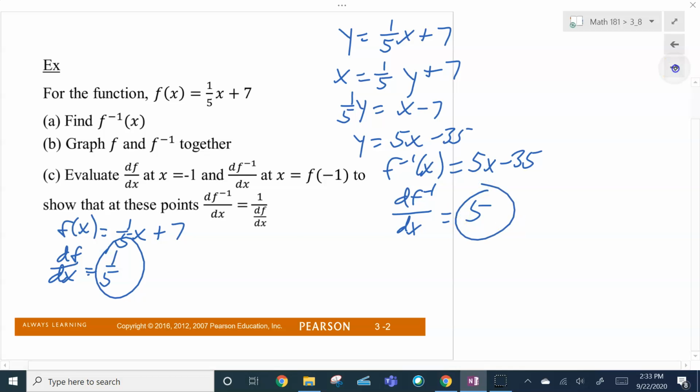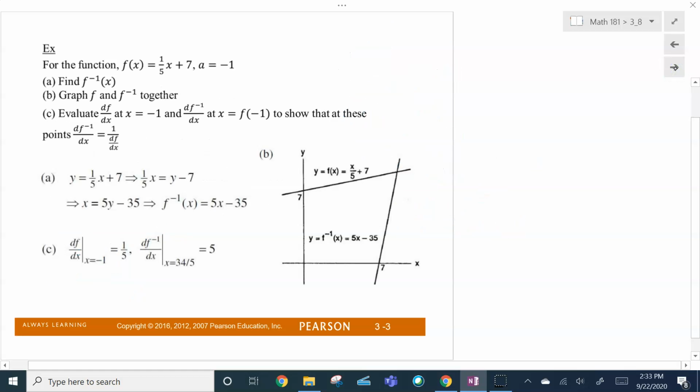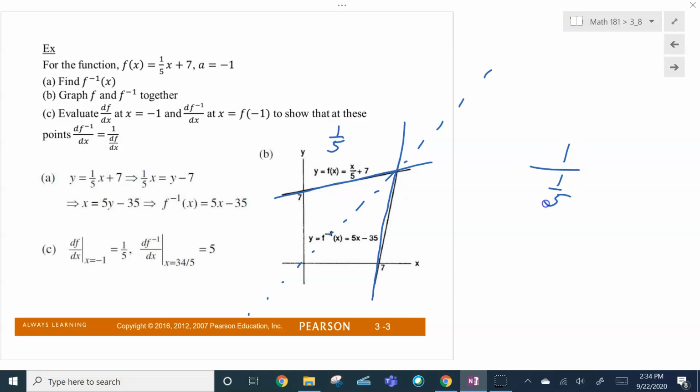They're reciprocals. Here's a picture of the original function, the 1/5 x plus 7. Here's its inverse, and as inverses, they're reflective about the line y equals x. And then notice again their derivatives. They're reciprocals. 1/5. The reciprocal of 1/5, 1 over 1/5, is 5, right?